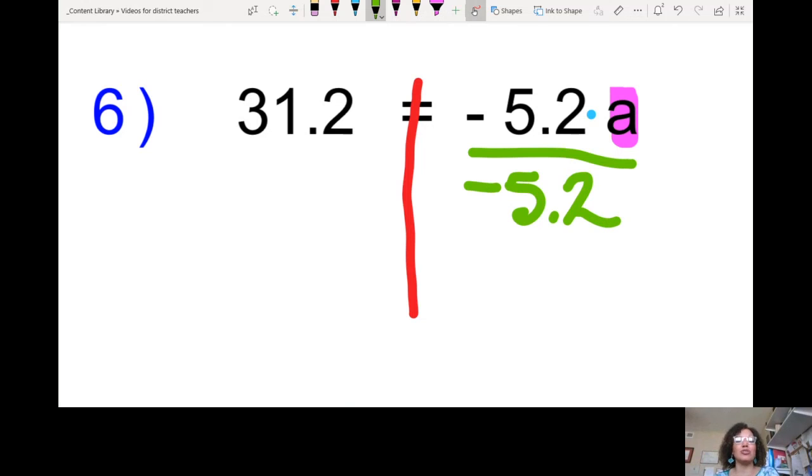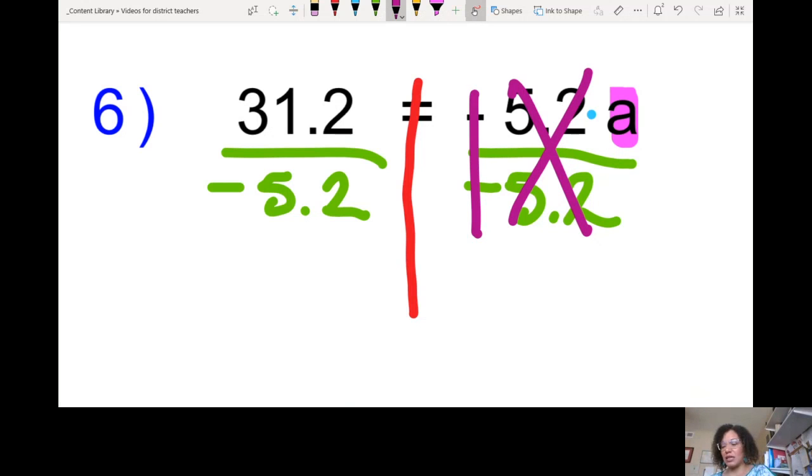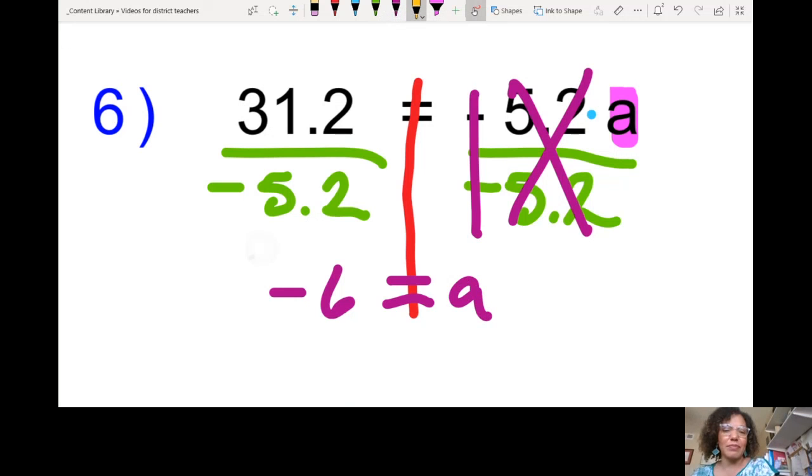Whatever you do to one side, you do to the other. When you divide, 2 negatives become a positive. Those cancel out. Handy dandy calculator. 31.2 divided by negative 5.2 is negative 6, equals the A is all by itself, just like I wanted it.